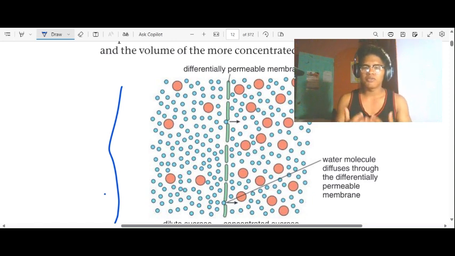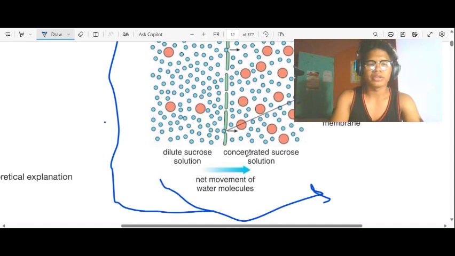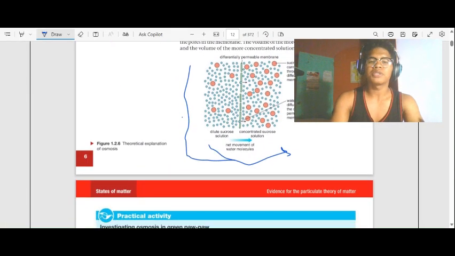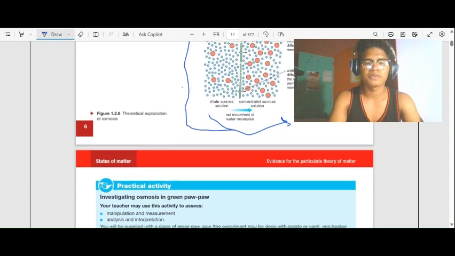Water can diffuse through because the molecules have an extremely small atomic mass. So from dilute sucrose solution, the net movement of water molecules is to the concentrated sucrose solution. So water can make its way over here, if you could see from the diagram. This figure is the theoretical explanation of osmosis.